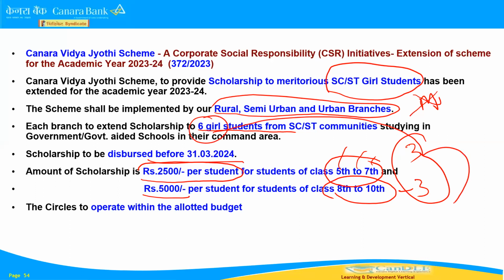Toppers in 5th, 6th, 7th, SC/ST, get 2,500. Who gets it? 5th to 7th class. 8th, 9th, 10th, 5,000. Okay. These circles can operate with the allotted budget. So this is the most important point of this scheme.